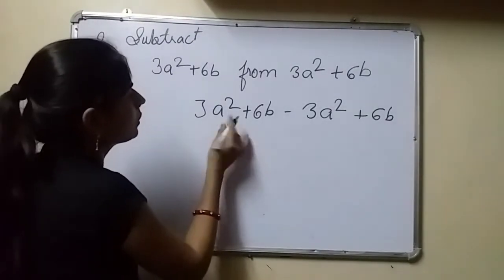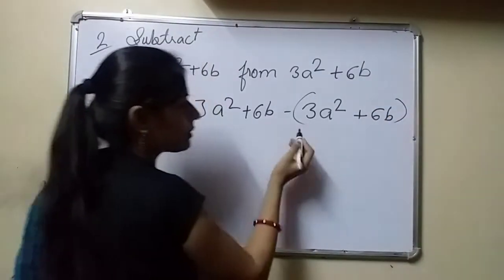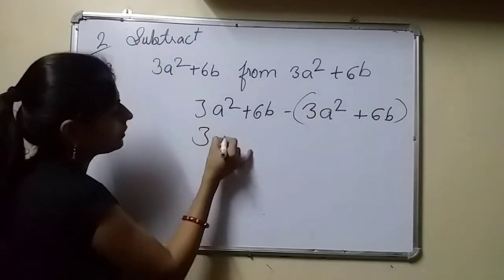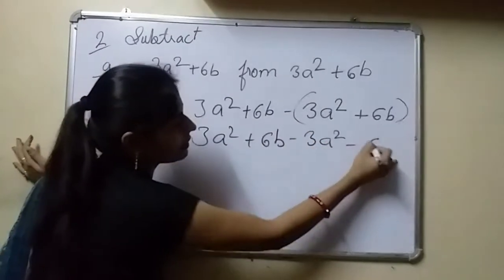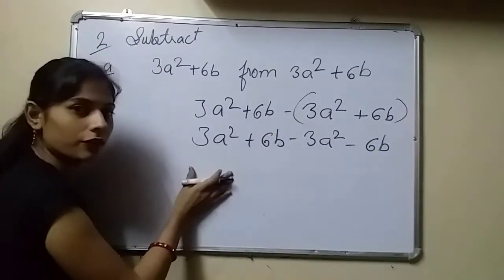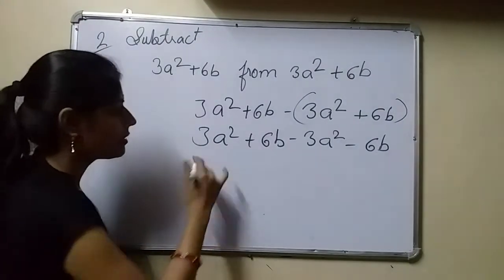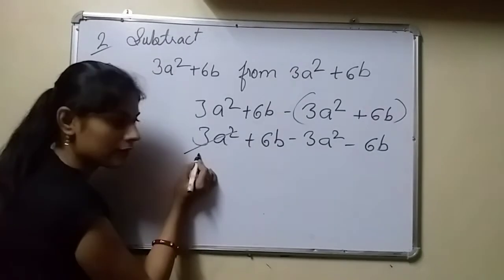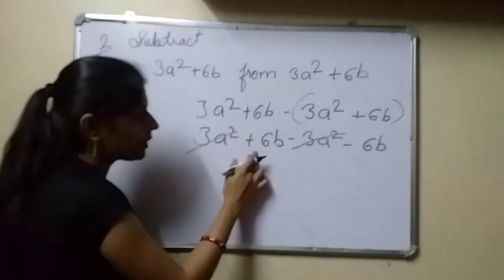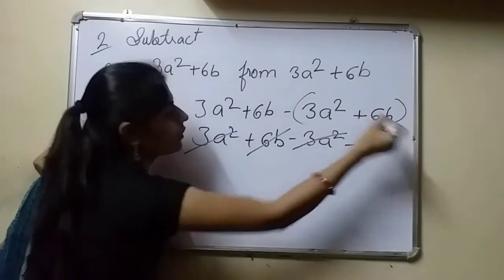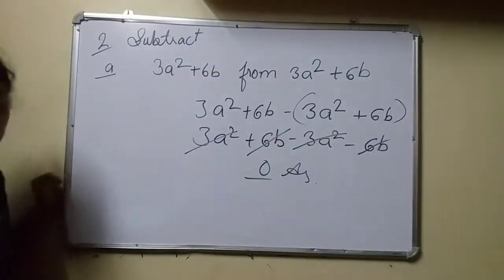Now see, this number you have written first, after that you have to write the other number. So take this number in a bracket, then open the bracket: 3a square plus 6b minus 3a square minus 6b. When you find similar terms, you can directly subtract them. 3a square is positive, this is negative, so you can directly subtract and get 0. Now plus 6b and minus 6b, that you can also subtract. So you will get the answer 0.